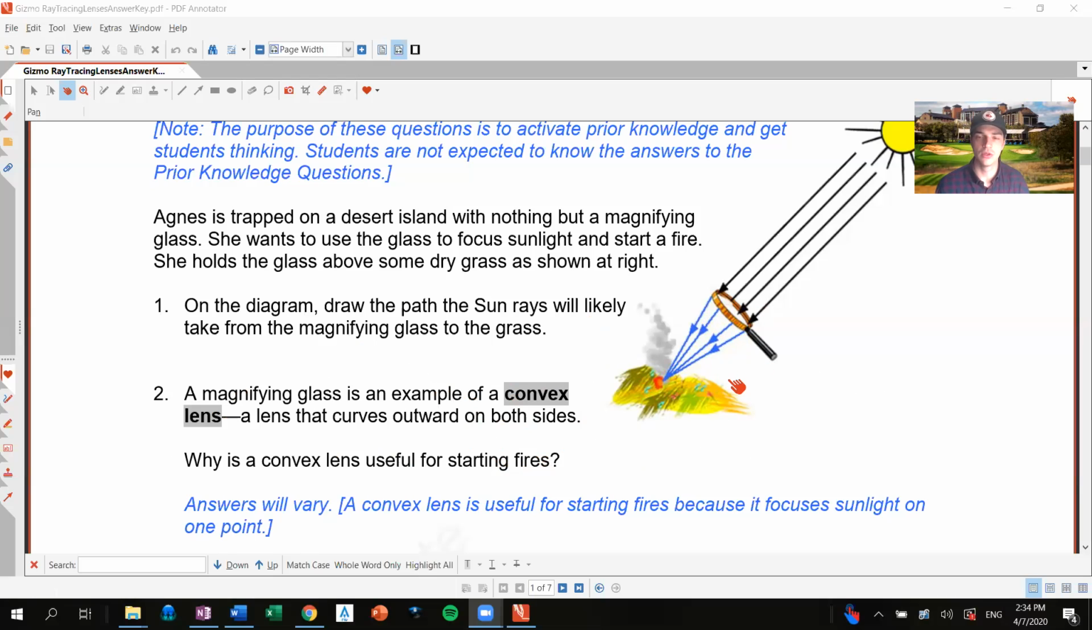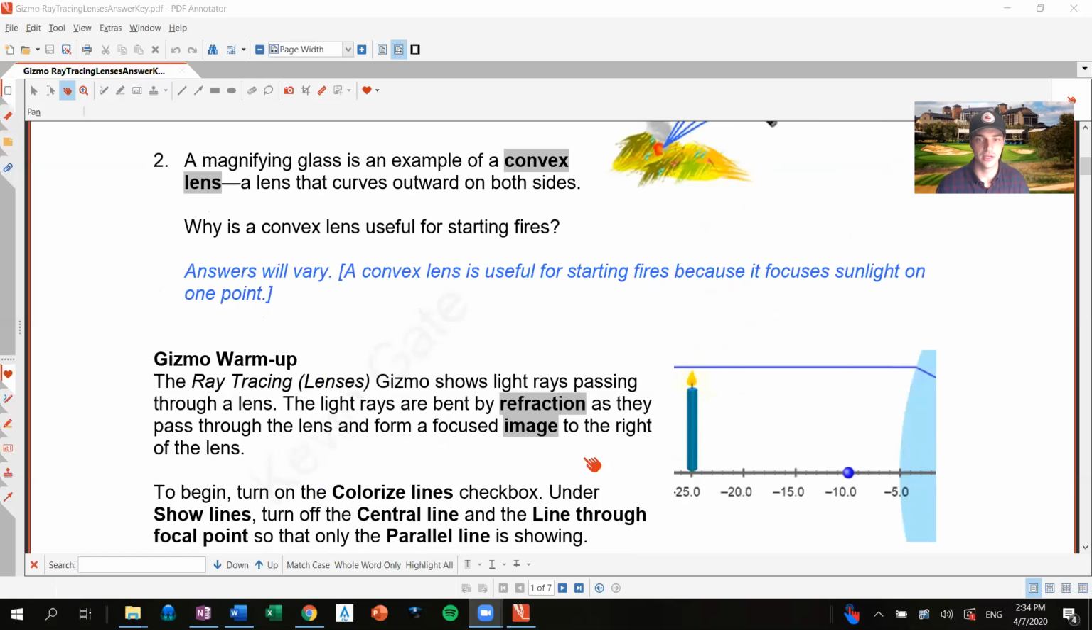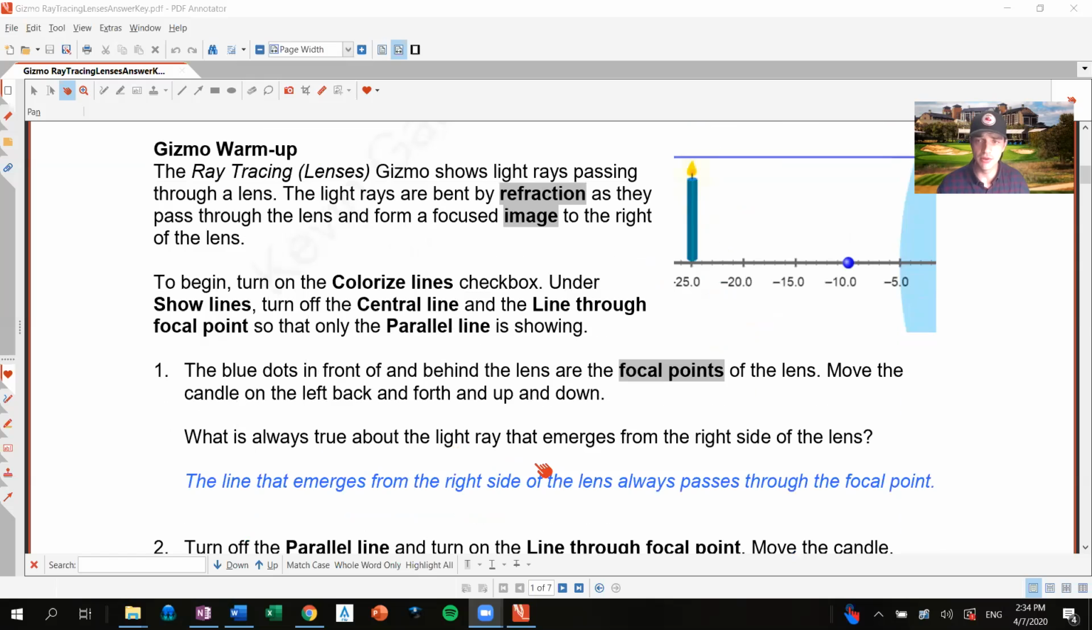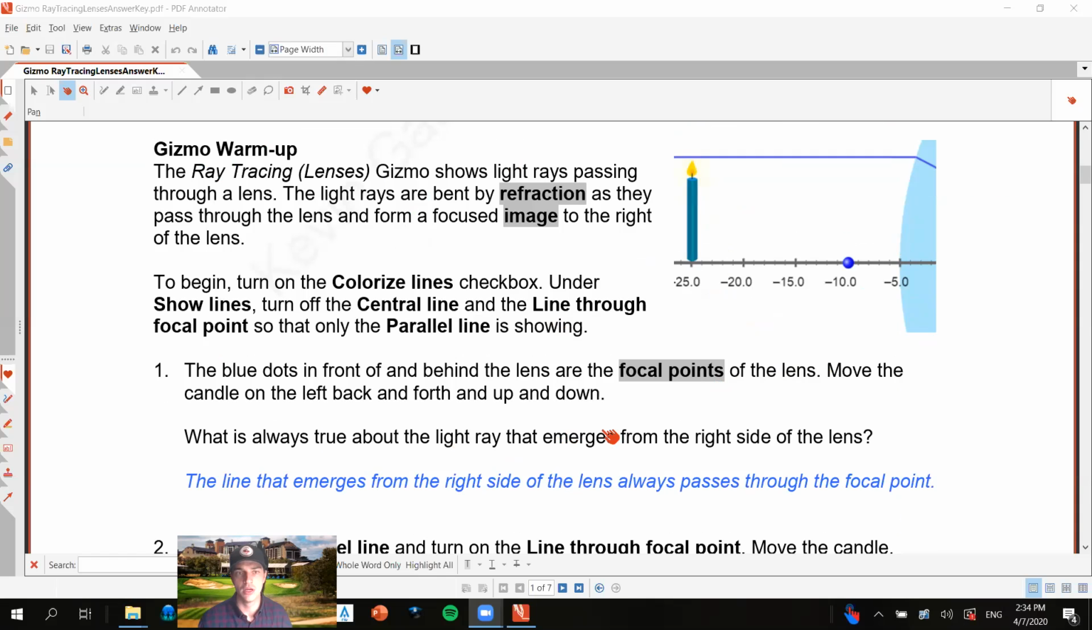Why is that useful? Well, given the electromagnetic wave properties of light, we know that these light rays all have energy. And this energy can be used and transferred to heat energy. And in this case, starting the fire on the dry grass here. So that was the activation minds on activity. The Gizmo warm-up just had us explore through the different tools that we can use in the Gizmo and taught us how to identify the lines.